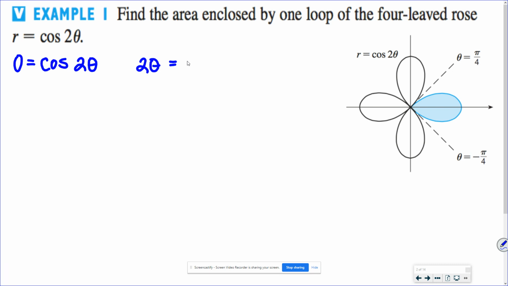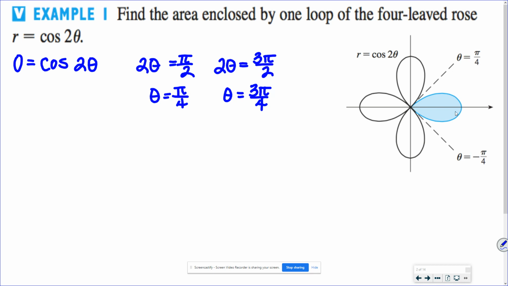cosine is 0 at 0. Cosine is also 0, not 0, goodness sake, that's sine. Cosine, let me try again. Cosine is 0 at pi by 2. Cosine is also 0 at 3 pi by 2. And then solve for what theta would then have to be. So pi by 4 is one of your answers. And then you're also getting over here, this would be 3 pi by 4.